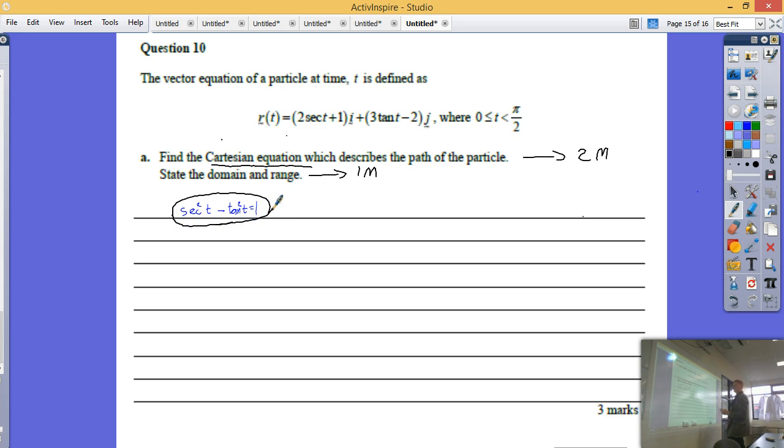Okay? First thing to do is to notice that in our position vector, x is determined by this function in the i direction, and we can label y as that function of t in the j direction. So we've got parametric equations. So first, here's our 2 parametric equations in terms of t.